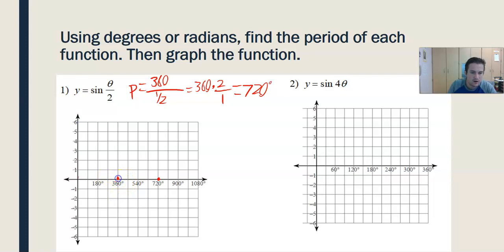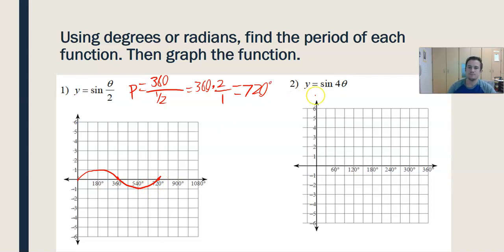So for my new sine function, sine of theta over 1/2, it's going to look something like this. And again, this doesn't have to look exactly perfect, but my amplitude should still be 1, my midline should still be at x equals 0, and my period should be 720 degrees. So it took 720 degrees to go through one full sine cycle, one sine wave.